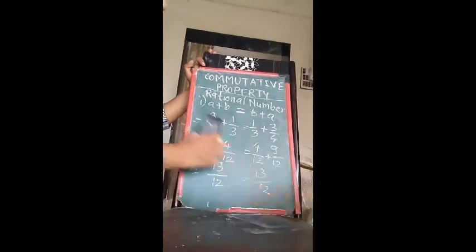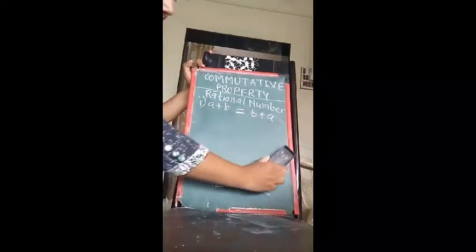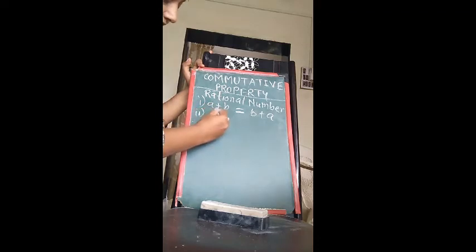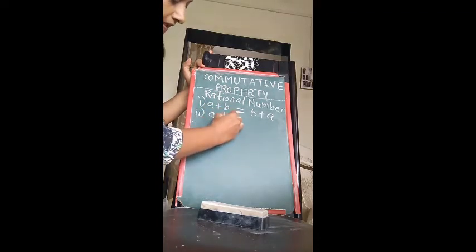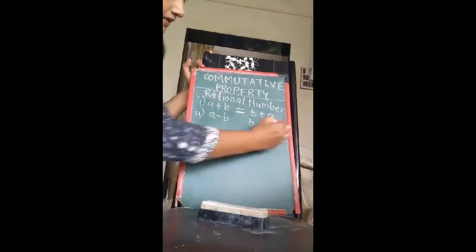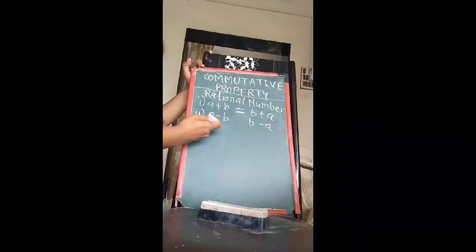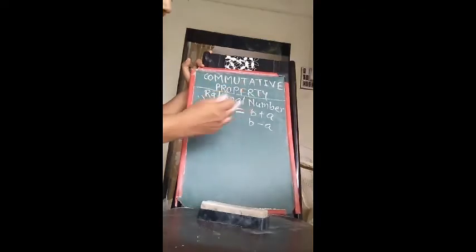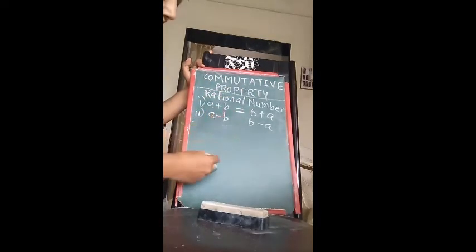Okay, finished. I'll rub this and we go for the subtraction, that is a minus b and b minus a. We can take any two rational numbers. Rational numbers are the fractions, but negative fraction as well as positive fraction. So here we can mention the negative fraction also.